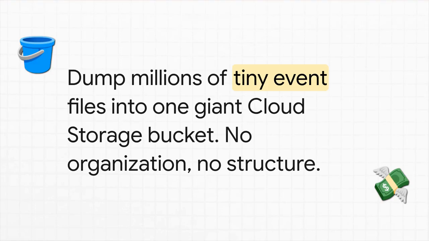So what does this naive approach actually look like? It's incredibly straightforward. Every single event from every single user gets sent as its own tiny individual file. We're talking maybe just a few kilobytes each. And they all get dumped directly into one giant, massive cloud storage bucket. There's no organization, zero structure, just a relentless stream of tiny little files piling up.